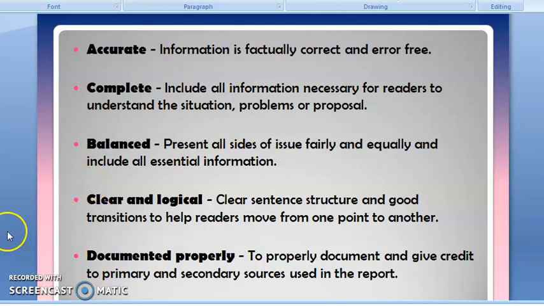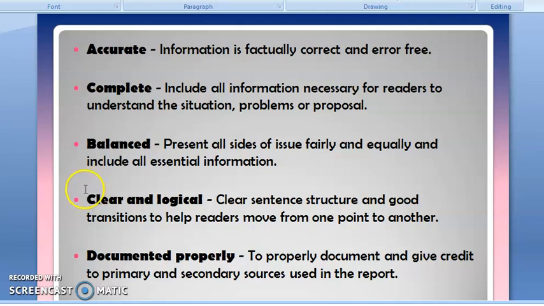And complete, include all information necessary for readers to understand the situation, problems or proposal. In this case, in COVID-19 ni cases, kita nak tengok seharian berapa orang meninggal. Kes tambahan berapa yang tambah. Kes baru. Okay, berapa orang yang sembuh. Why? Because we don't want to be expanding to PKP3, MCO number 3.